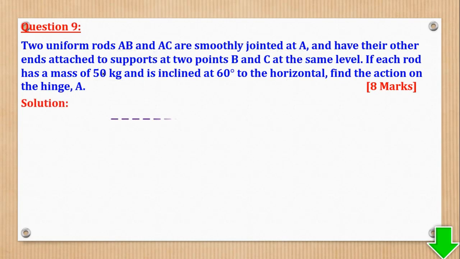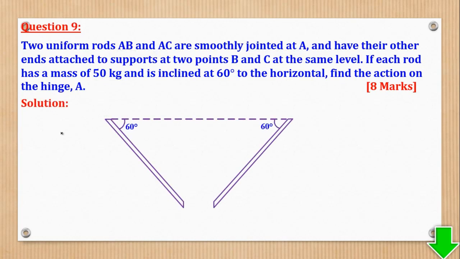So the first thing to do is to make a sketch. So we shall look for two supports. So these are the two supports. One is support B, another one is support C. And they told us that they are inclined at an angle of 60 degrees to the horizontal. That's why there is 60 here and 60 here.